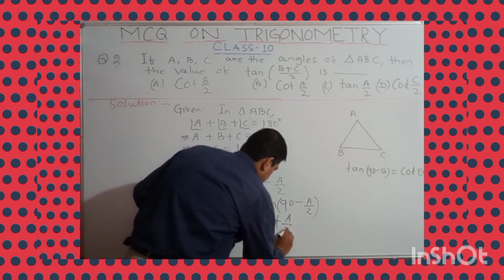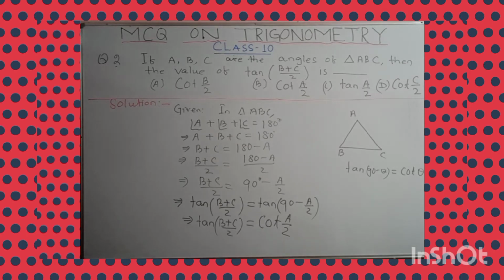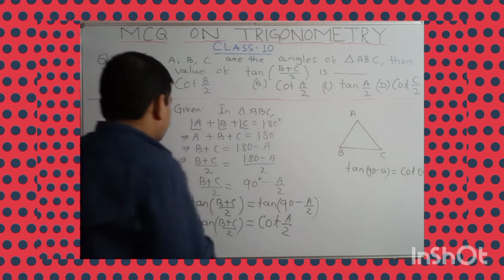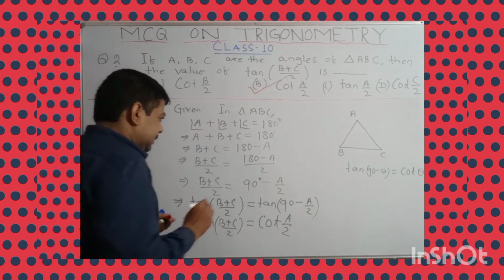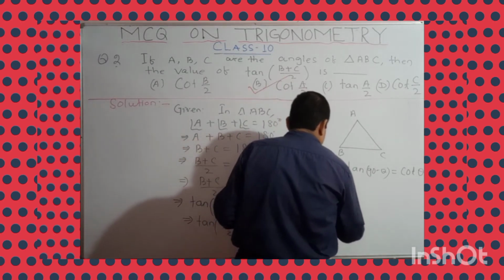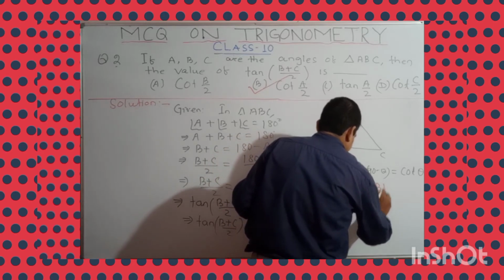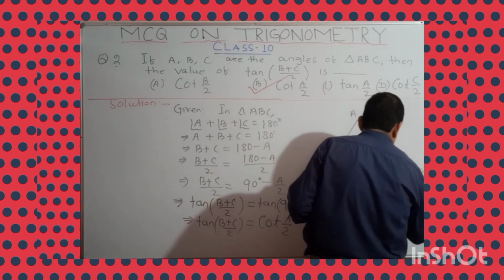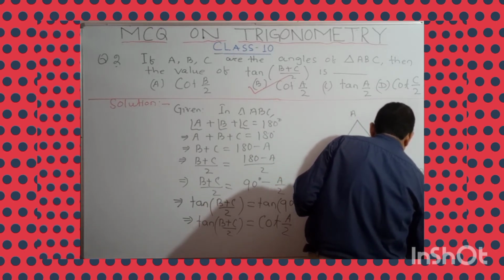Cot A upon 2. Okay, so which is the correct option? Cot A upon 2, so B is the correct option. Option B, which is cot A upon 2. Is it clear?